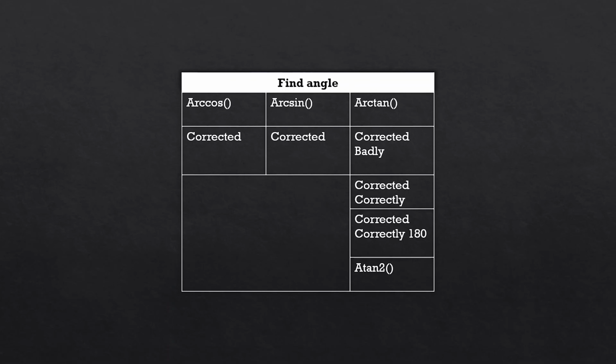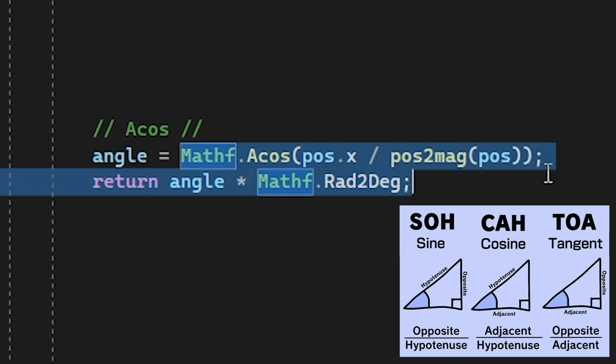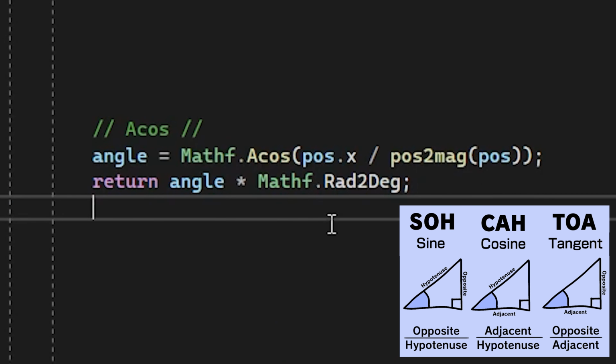Okay, so I've made a nice little table with everything we need to cover, and let's start with our cos. So here we just have a completely normal acos function. I got the adjacent and divided by the hypotenuse because that's how you use it, and let's see what happens.